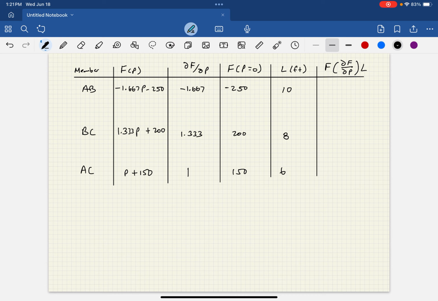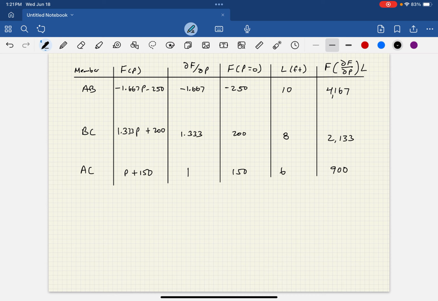And then I'm going to come up with this last column, which has this product. So what is this product? This is going to be the product of F when P is 0, the partial derivative, and the length L. Okay, so I'm going to multiply these three together, and I'm going to do that for each row. So I'm going to get 4167, and then 2133, and then 900 for that last row, okay?